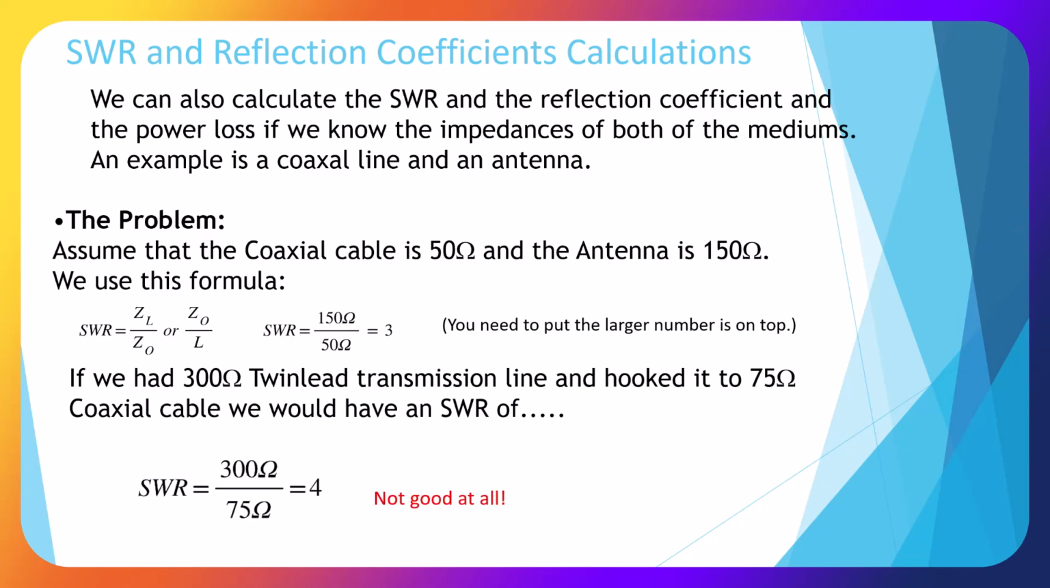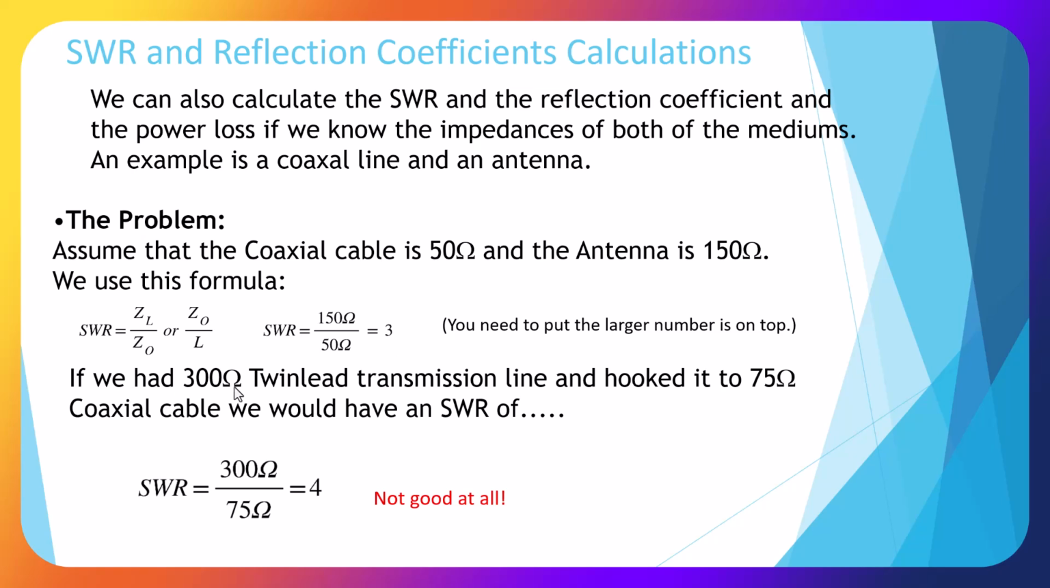So we could also calculate the SWR from the reflection coefficient and the power loss if we know the impedance of both mediums. An example is a coaxial line and antenna. So let's say we have a coaxial cable that is 50 ohm and the antenna is 150 ohm, and we use our formula. So we have SWR equals 150 ohms divided by 50 ohms. We need to put the larger on top. That comes out to an SWR of 3.